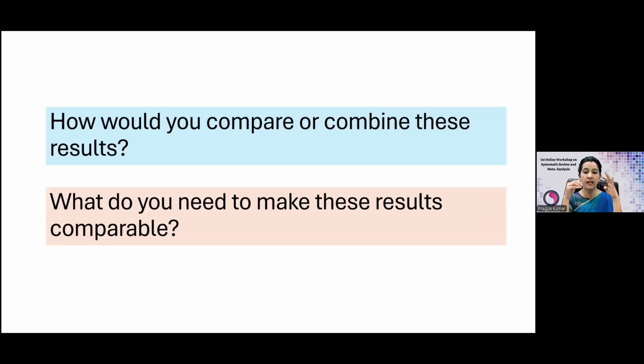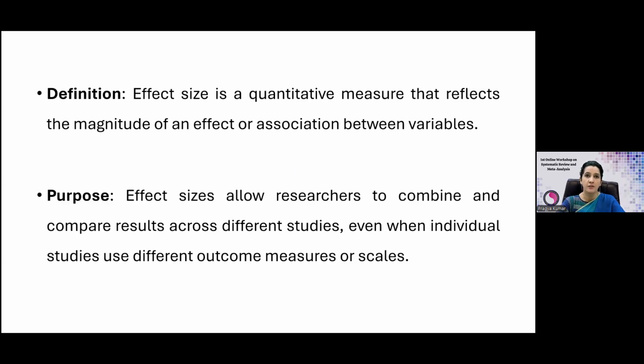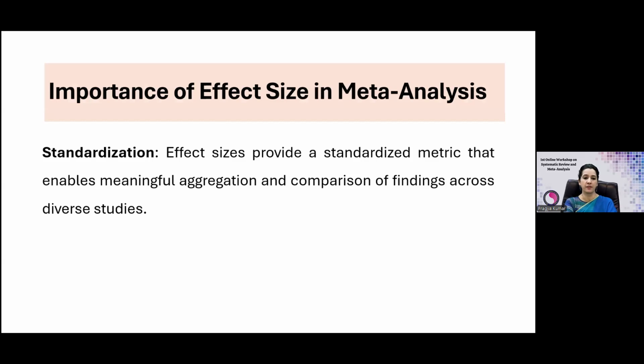So generally, we can make these results comparable by using something known as the effect size. So now what is the effect size in meta-analysis? Generally, it is a quantitative measure which reflects the magnitude of an effect or association between variables. And we can compare, like the US dollar, if you convert that into, not the US dollar, sorry, into the effect size, then we can compare the individual studies even if the outcome measurement is different.